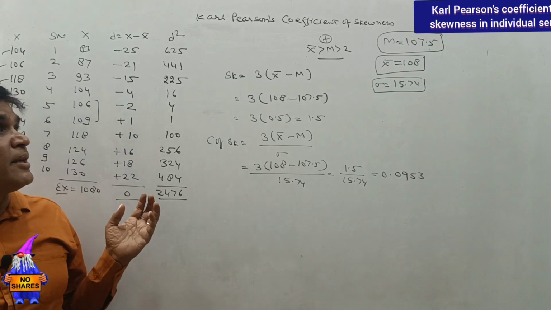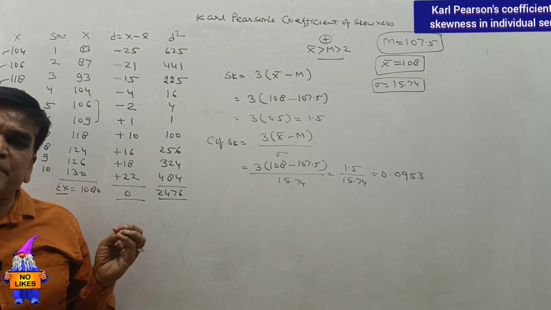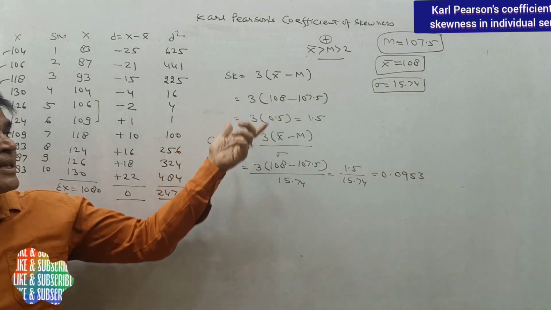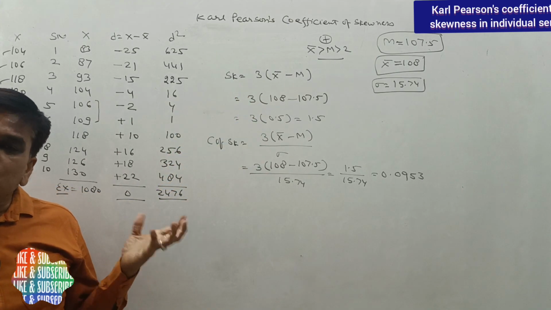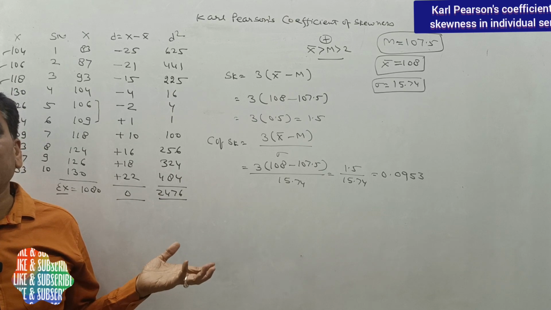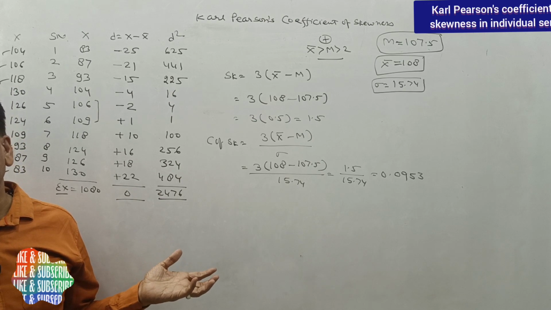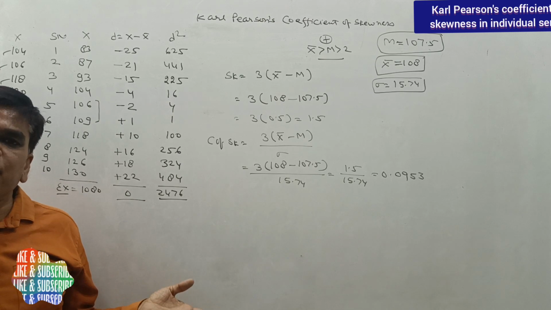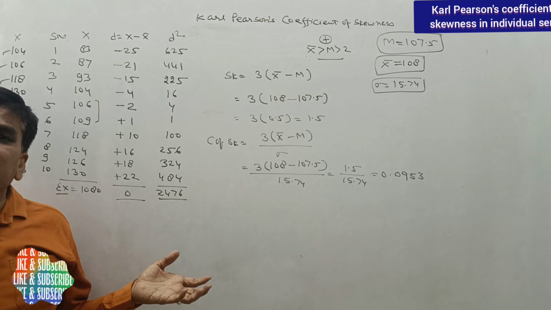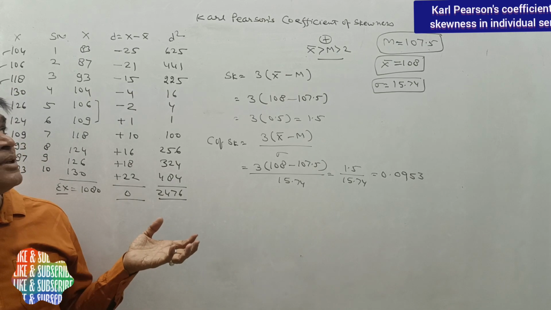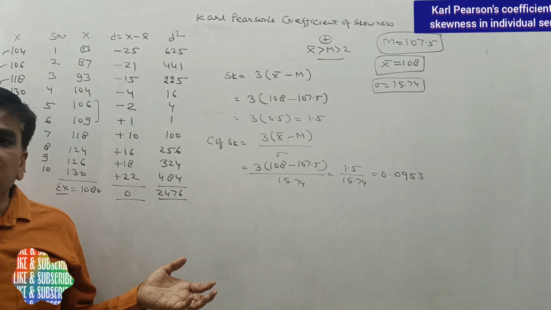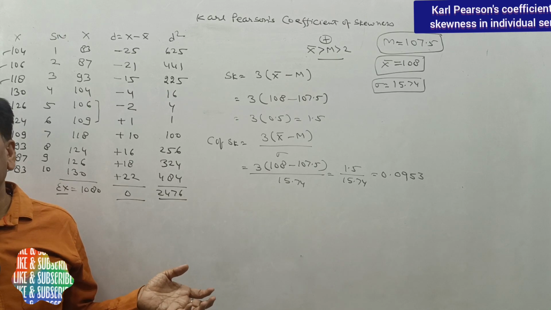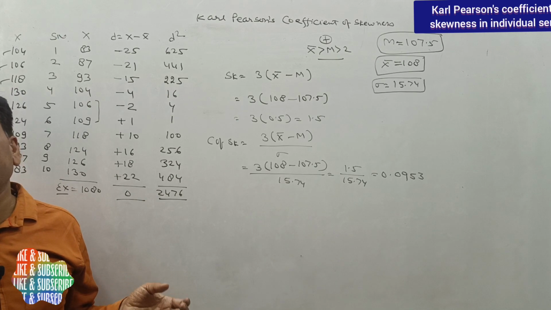So I think very easily you can calculate the Karl Pearson coefficient of skewness in the case of an individual series, because all the values required for that we have already discussed: how to calculate the arithmetic mean, the median, and the standard deviation. These three values we have to calculate, or either the value of mode may also be used. So it is very easy to calculate the Karl Pearson coefficient of skewness. I think this video will be helpful for you to learn how to calculate the Karl Pearson coefficient of skewness in the case of an individual series.